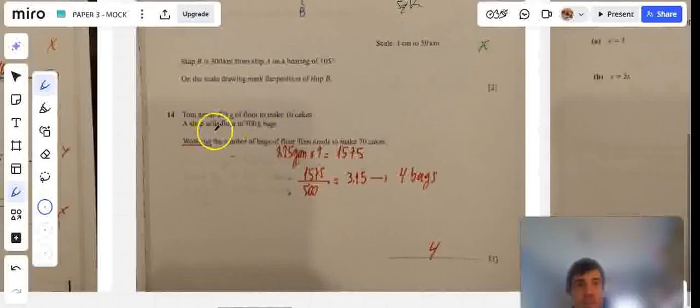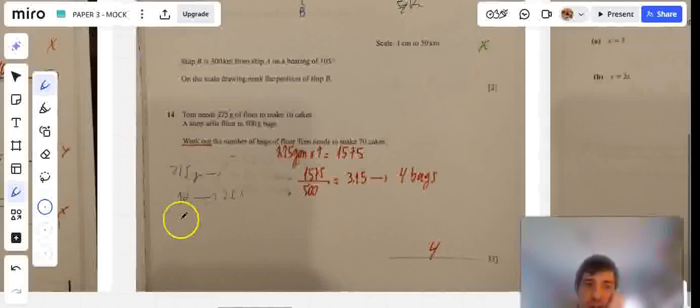The bags are of 500 grams. So you can say, if I need 225 grams for 10 cakes, for 50 cakes, how much do I need? Okay, so this is the formula here. Okay, this is the equation.